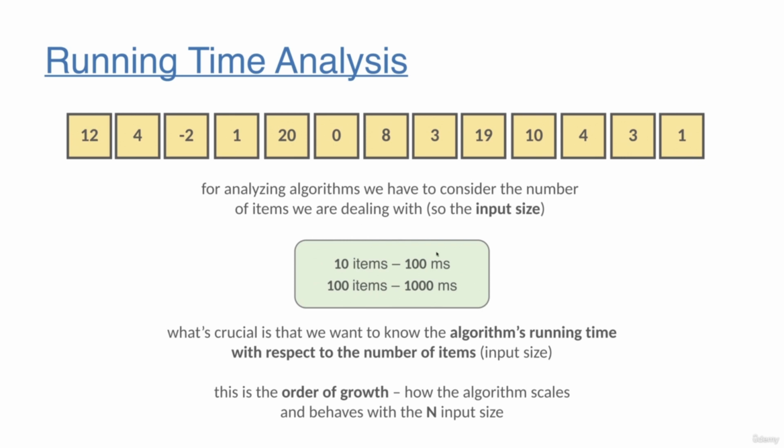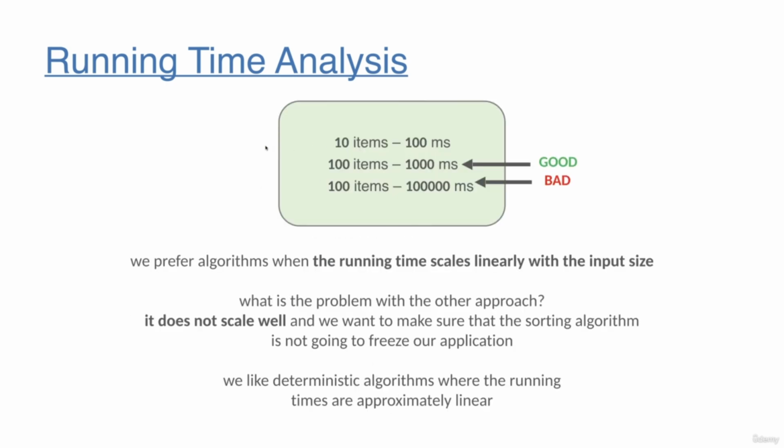What's crucial is that instead of measuring the running time of the algorithms in milliseconds, we are going to measure the running time with respect to the number of items. This is called order of growth. Let's take a look at a concrete example. For example, the algorithm can do a specific operation on 10 items in 100 milliseconds, and the same algorithm can do the same operation on 100 items in 1000 milliseconds. What does it mean? You can see that we have multiplied the number of items by 10 and the running time has been multiplied by 10 as well, which means that the running time scales linearly with the input size.